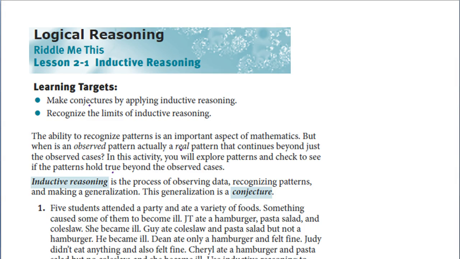So in this video, we discussed making conjectures by using inductive reasoning. Inductive reasoning is observing data or observing examples to try to find patterns. We also talked about the limits of inductive reasoning. If you only use a few examples or you think of the wrong examples, your conjectures might not really be true.